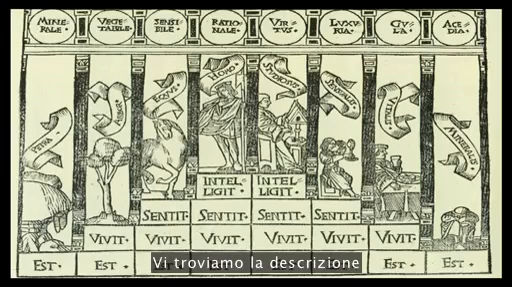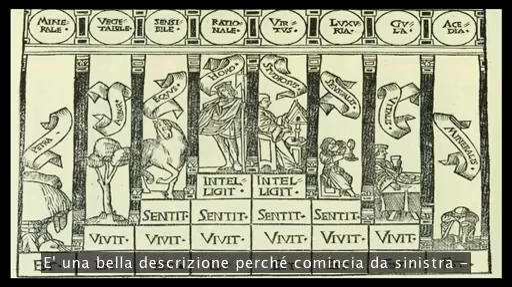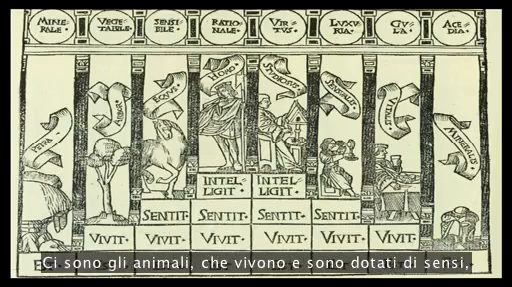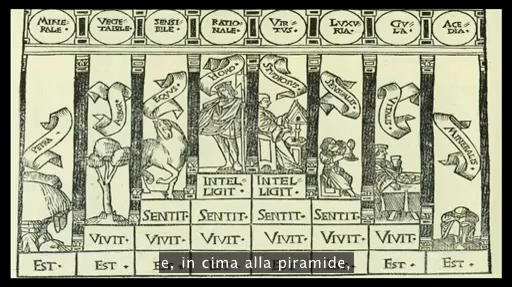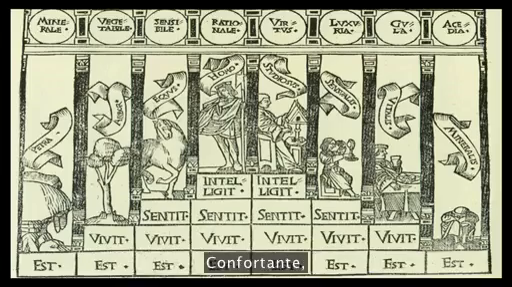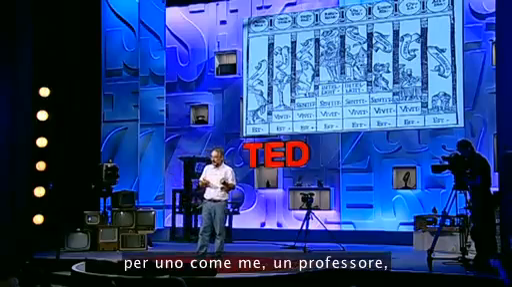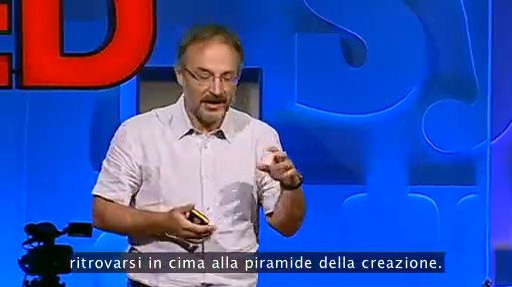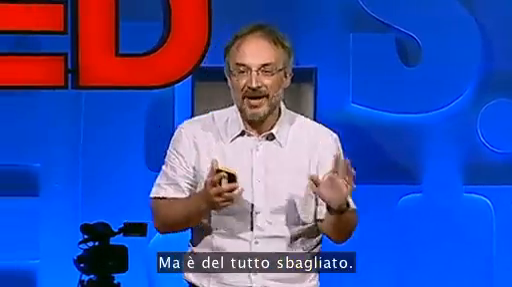Here we have the description of the order of nature. It's a nice description because, starting from the left, you have the stones. Immediately after the stones, the plants that are just able to live. We have the animals that are able to live and to sense. And on the top of the pyramid, there is the man. It's not the common man. It's the homo studiosus, the studying man. This is quite comforting for people like me. I'm a professor. To be over there on the top of creation, but it's something completely wrong.